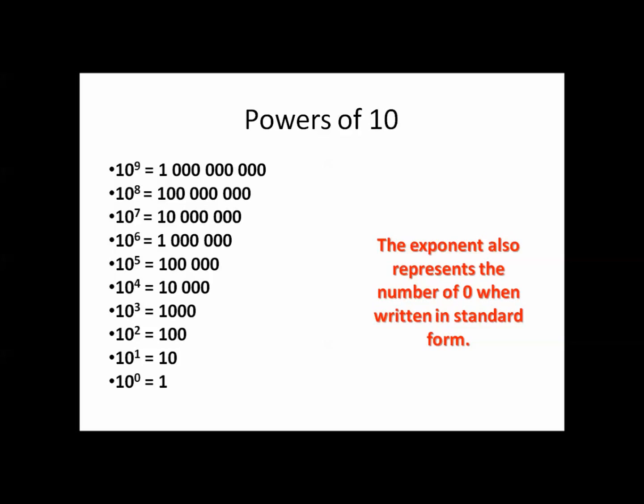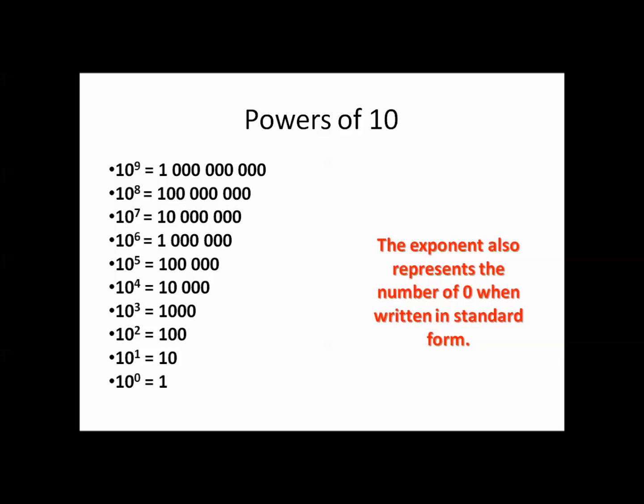So for example, let's look at 10 to the power of 0. This equals 1. 0 means nothing's there. How many zeros do we have? None, because it's 1. Let's look at 10 to the power of 1. How many zeros do we have? We have 1. What's the exponent? 1. 10 to the power of 9: we have 9 zeros and the exponent is 9. So we can say that the exponent also represents the number of zeros when written in standard form.